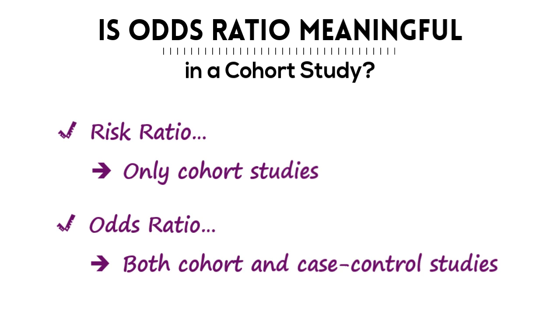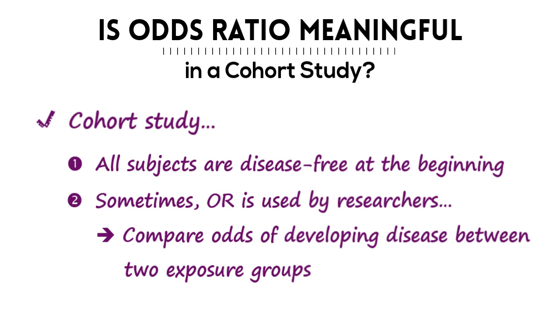Population RR can only be accurately estimated from the sample table of a cohort study, but not from a case control study in general. Population OR can be estimated accurately from both kinds of studies. In a cohort study, all subjects by design are disease-free at the beginning of the study. We segregate the subjects by exposure groups. Therefore, what needs to be compared at the endpoint of the study would be the odds of developing the disease between the two exposure groups if we apply odds ratio to a cohort study.